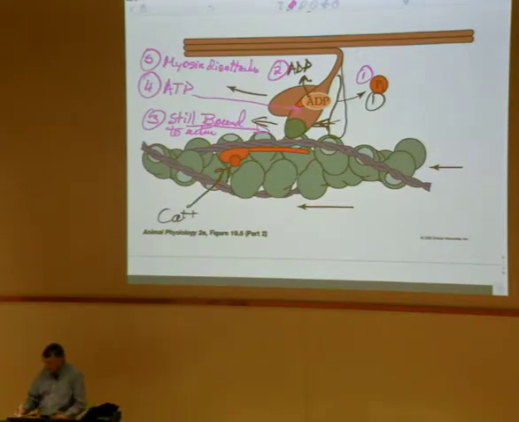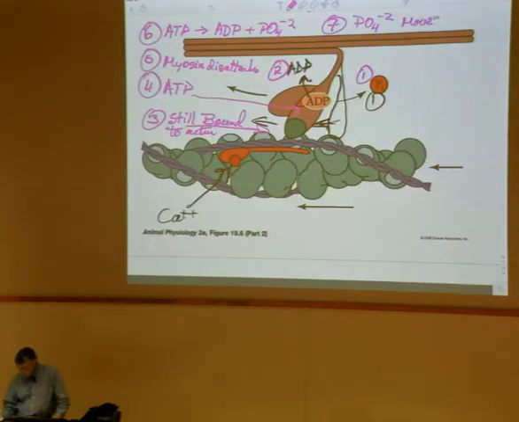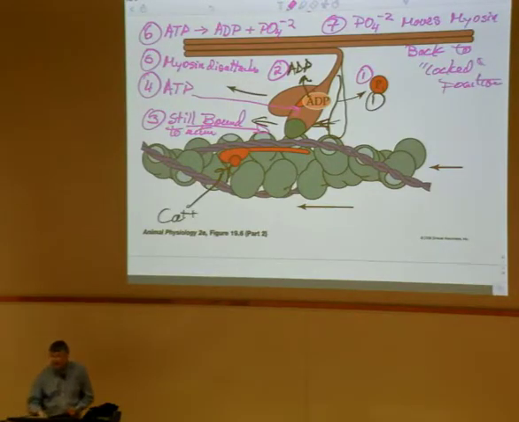And then once it detaches, 6, the ATP separates, the binding pocket changes such that that last phosphate is pulled off. And 7, that phosphate, the charge, moves the myosin back to the cocked position.